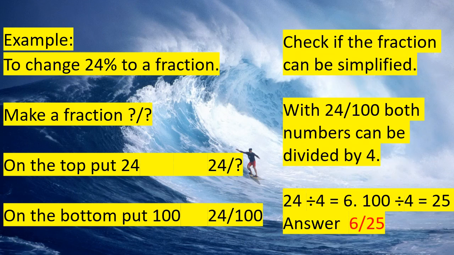Check if the fraction can be simplified. With 24 by 100, both numbers can be divided by 4. And so 24 divided by 4 is 6. 100 divided by 4 is 25. So the answer is 6 on the top, 25 on the bottom, which is 6/25.